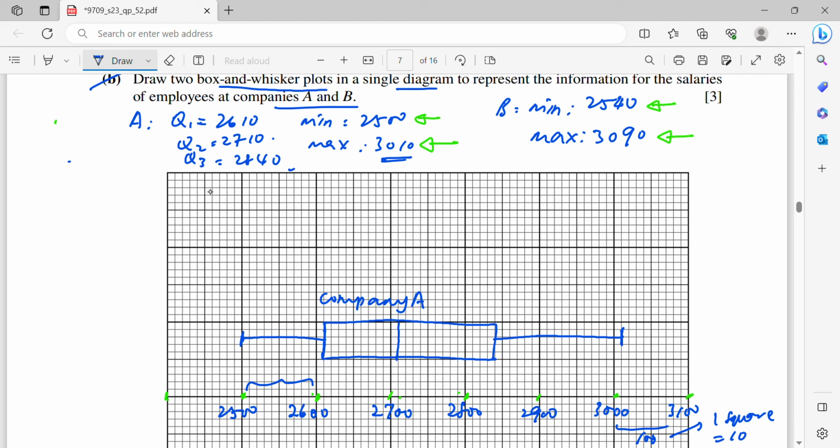Now for B, the minimum value is 2540. This is 4 squares after the 2500. And then the maximum is 3090, which means 9 squares after the 3000, or 1 square before the 3100.